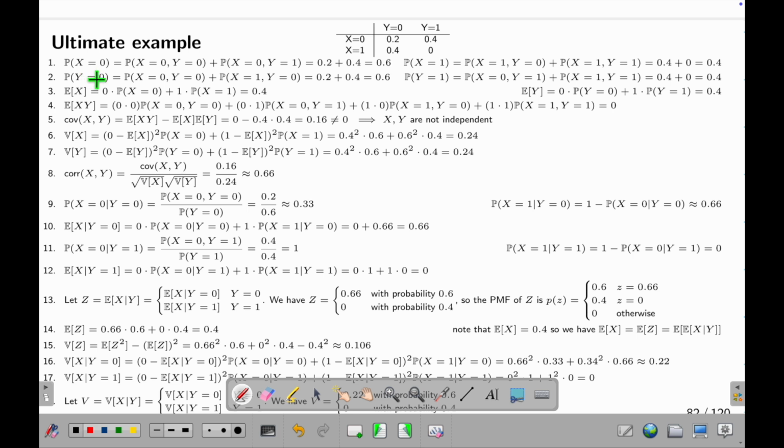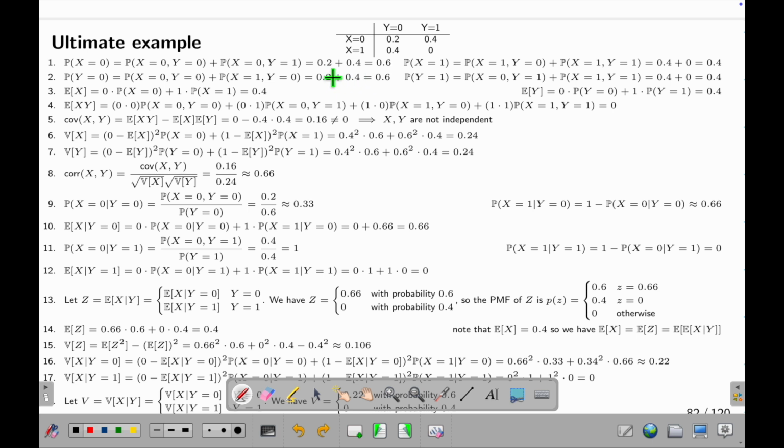What is this? Chance of seeing x is 0. That means I don't care about y. So I push this table, I squeeze it, so this becomes 0.6 and this becomes 0.4. So it's the same as I don't care about this direction. I squeeze this table. Okay? Then this is 0.6, this is 0.4. Then of course it's 0.6.